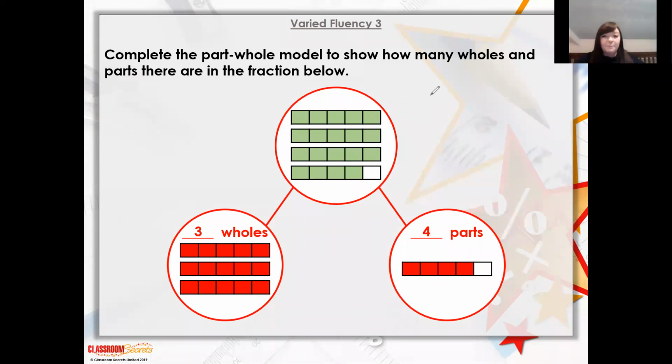And that would be written as 3 and 4 fifths. So I've got 3 wholes and 1, 2, 3, 4 out of 5 left.